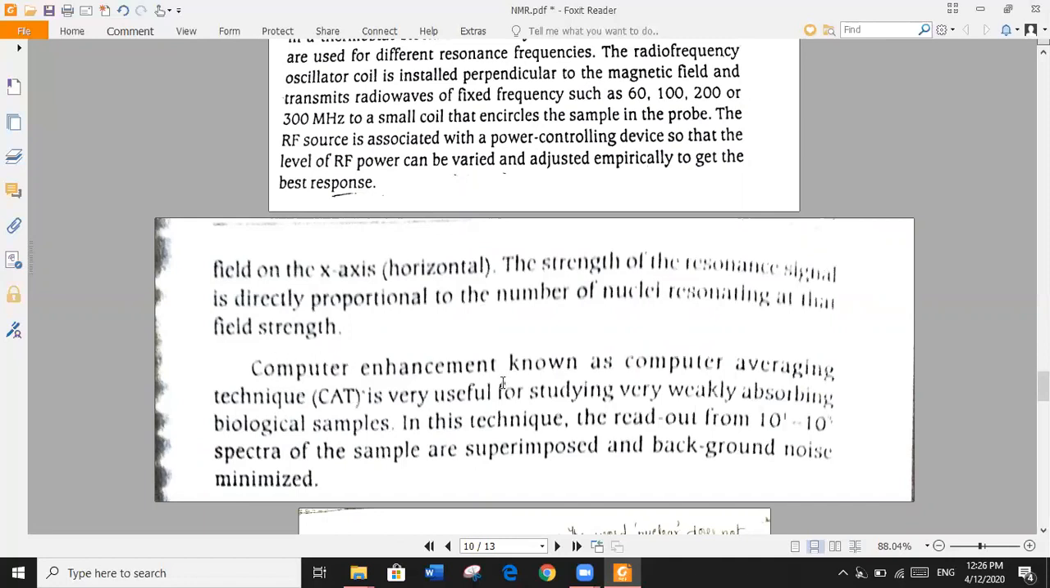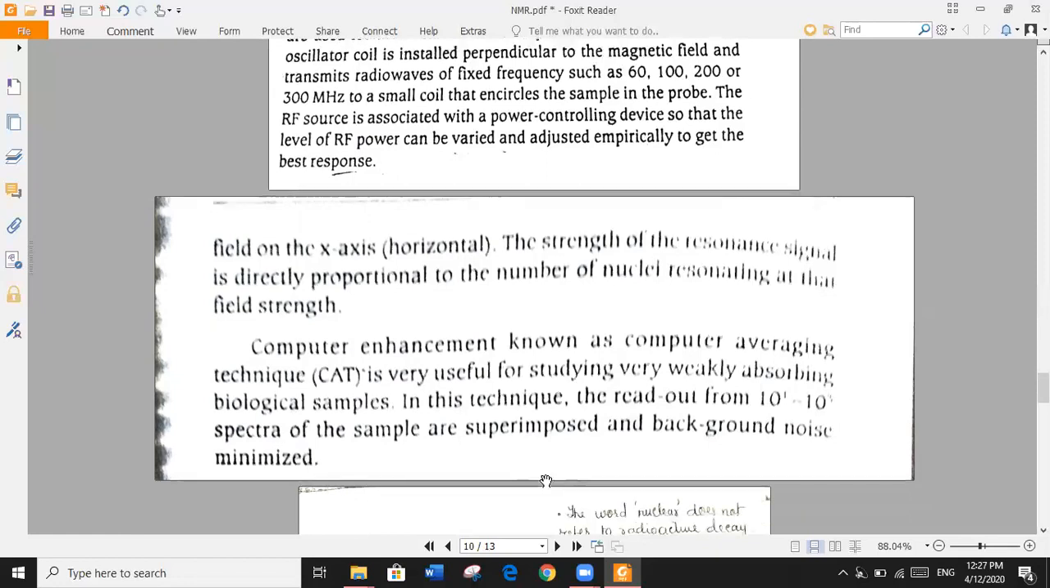Computer enhancement, known as the computer averaging technique, or CAT, is very useful for studying very weak absorbing biological samples. In this technique, 10 to the power 7 to 10 to the power 8 spectra of the sample are superimposed and background noise is minimized.